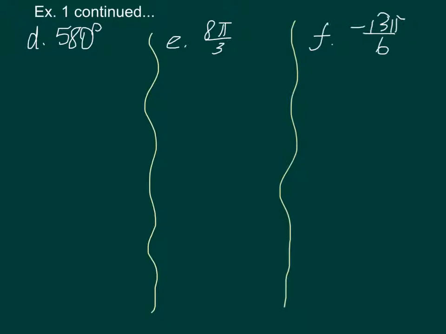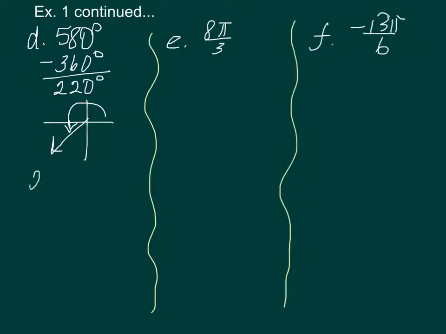So let's first find the coterminal angle for 580. Remember, we subtract 360 because it's over 360, and that would give us 220. So 220 falls in quadrant 3. Remember, to find the reference angle, you would take your angle and you would subtract 180, which would give us 40 degrees.